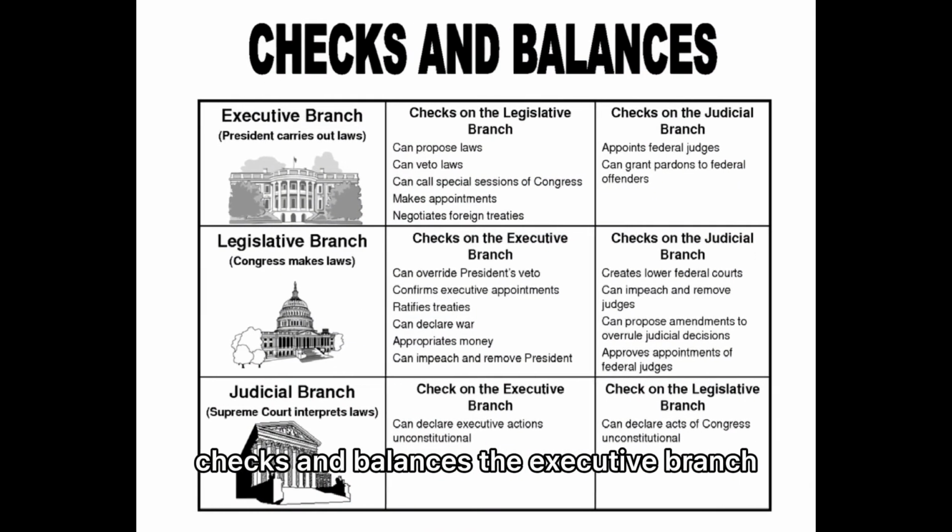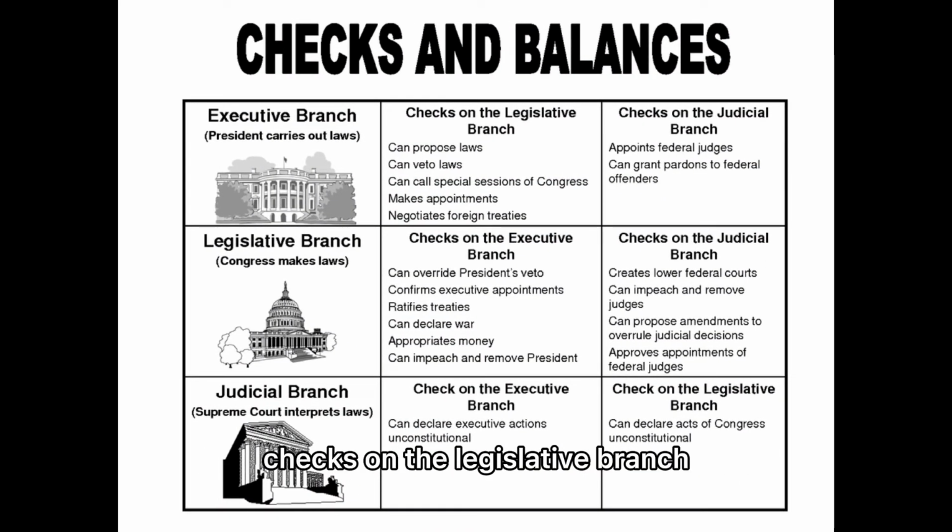Checks and balances. The executive branch checks on the legislative branch and the judicial branch. It can propose laws, veto laws, call special sessions of Congress, make appointments, negotiate foreign treaties, appoint federal judges, and can grant pardons to federal offenders.